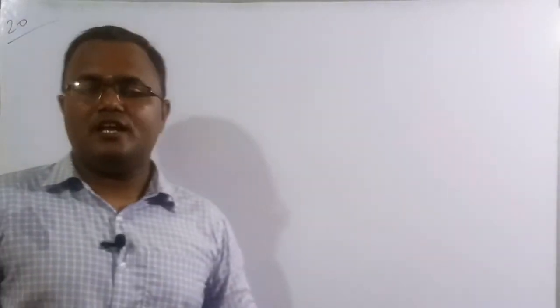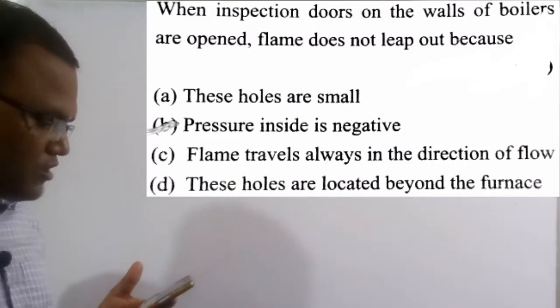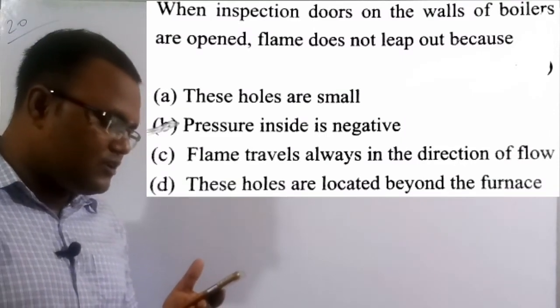Now we are going to discuss the last question of this lecture, which is question 20. See the question here. When inspection doors on the walls of boilers are opened, flame does not leap out because.